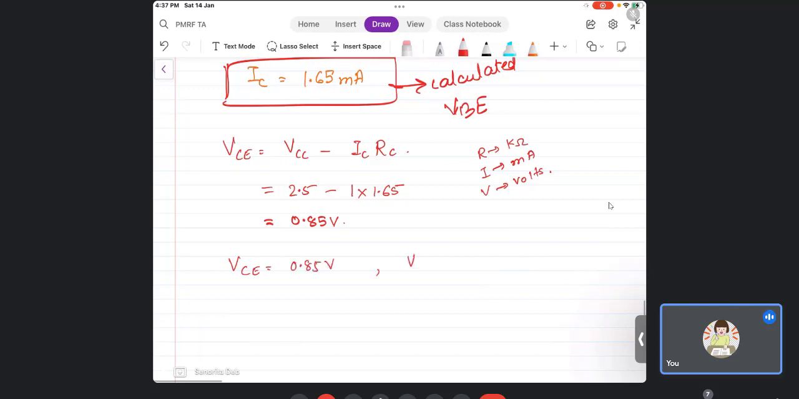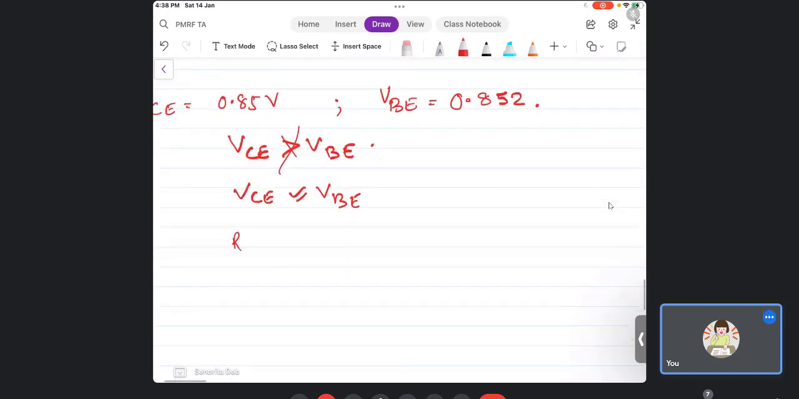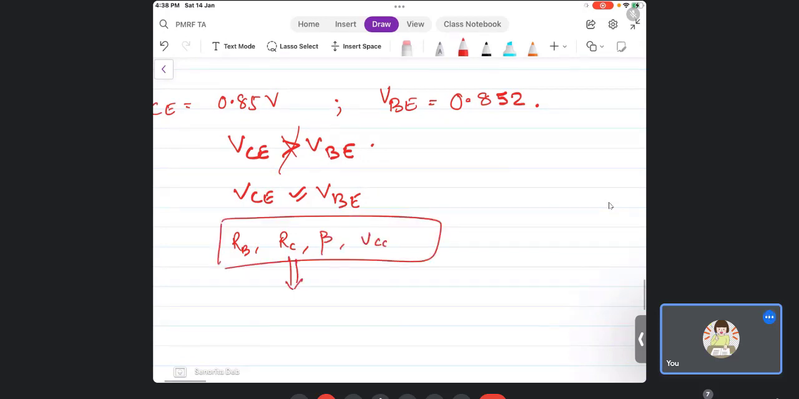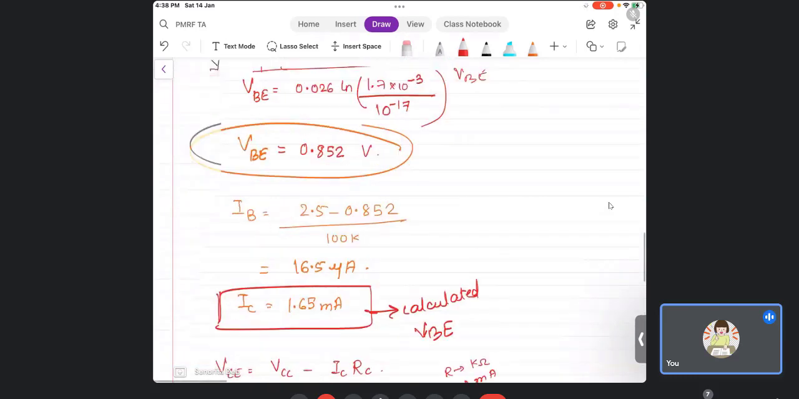and VBE what we got after calculation 0.852, right? And I have said that VCE should be greater than VBE. So you see that they are actually approximately matching. It is not greater, right? It is not greater, but it is approximately matching. That means this transistor with this biasing values, with these resistor values of RB, RC, beta, VCC, this transistor is in edge of saturation. It is not in active region, it is in edge of saturation. Okay, so quickly just see whatever I have done and then I will move forward.